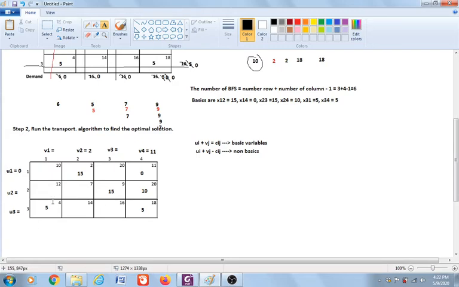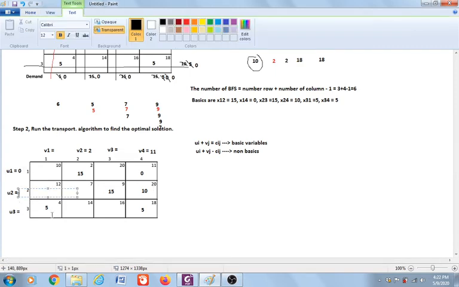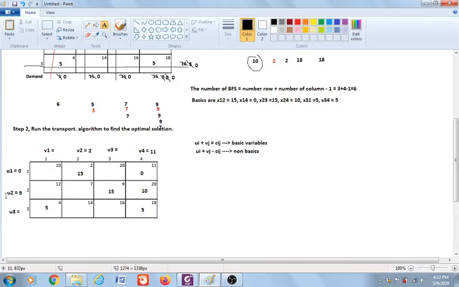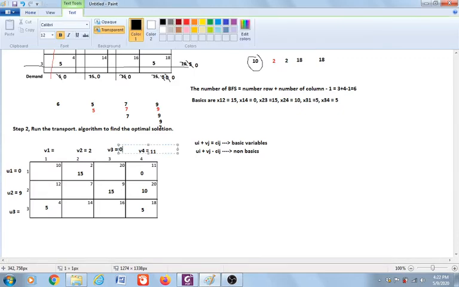Now, I cannot have u2 from v3 because I do not know v3, but I can have u2 from this v4. So I don't know u2. v4 is 11, c is 20. So u2 plus 11 equals 20. So u2 must be 9. So I know u2, then I can calculate v3. 9 plus what equals 9, so that is 0. So v3 is 0.